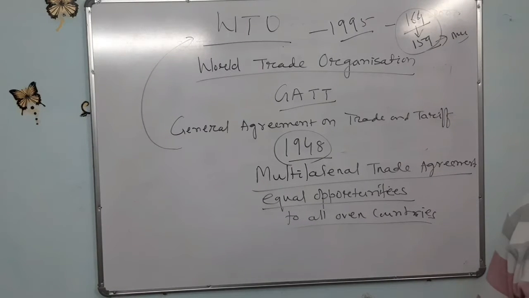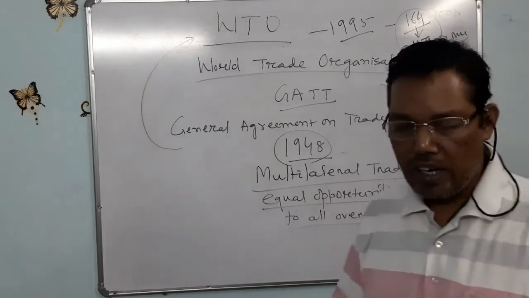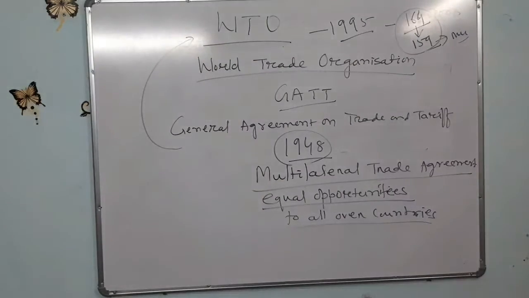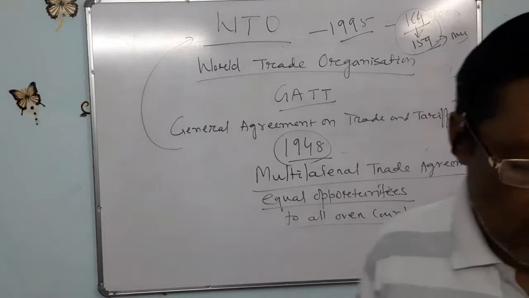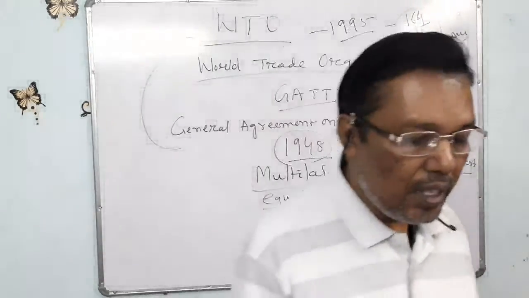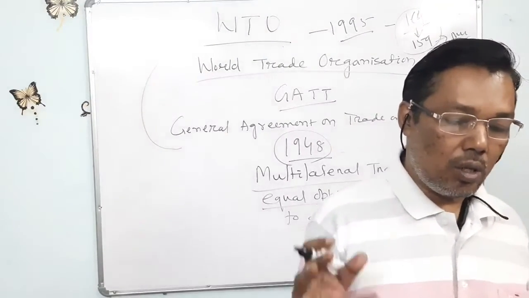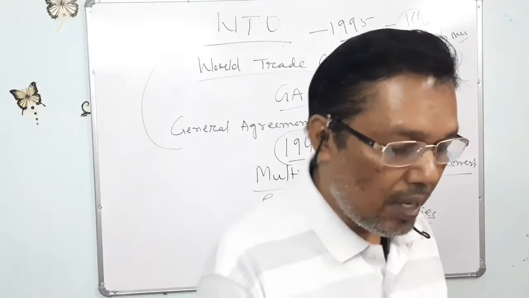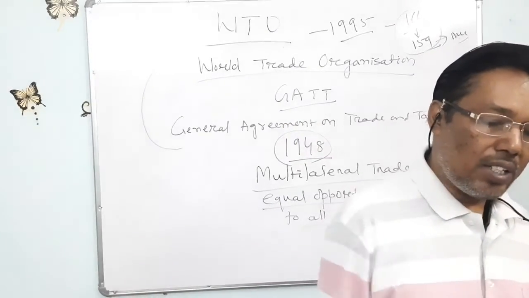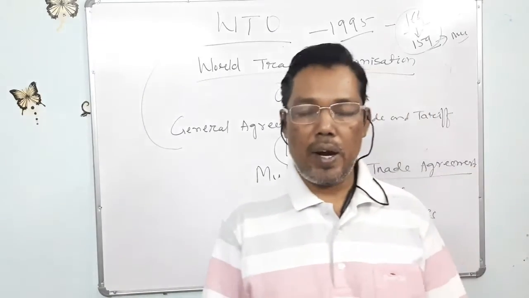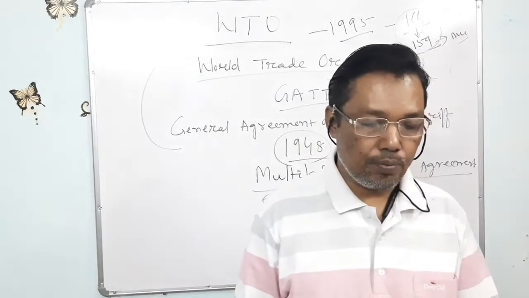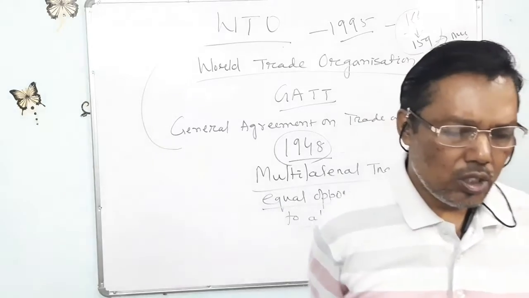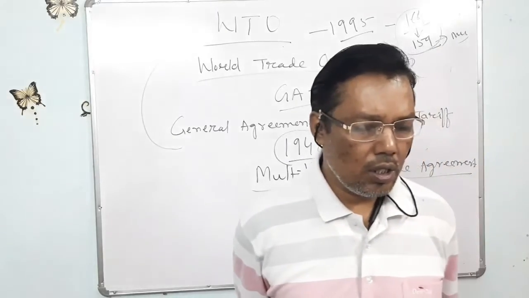It means the members of the World Trade Organization will decide about international trade, how goods and services will be freely transferred or freely traded among the different countries, with agreements which provide equal opportunities to all the countries. Those were the objectives of the World Trade Organization.